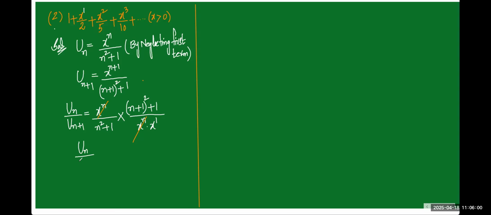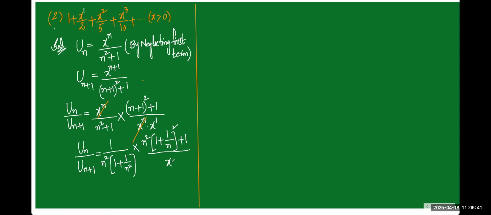Un by Un plus 1 is equal to 1 by, taking n square common, because we are applying the limit later on. No more n term is required. n square common means dividing with n square. Multiplied by, from here also, I will take n square common. So we are left with 1 plus 1 by n whole square. Actually, we are taking n common only because the square is there. Square outside आ जाएगा. Plus 1 divided by x is left here.